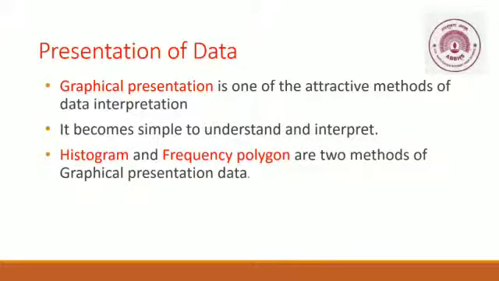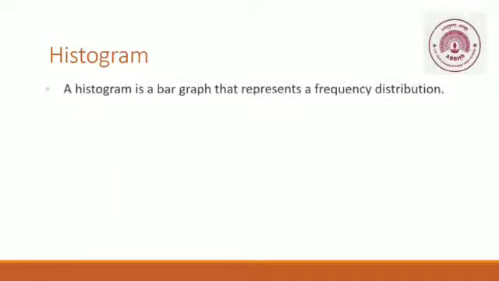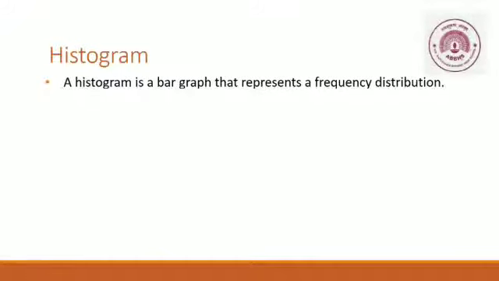There are two types of graphical representation, histogram and frequency polygon. In this video, we are going to learn how to draw histogram of given frequency distribution. Histogram. Histogram is a kind of bar graph that represents a frequency distribution.